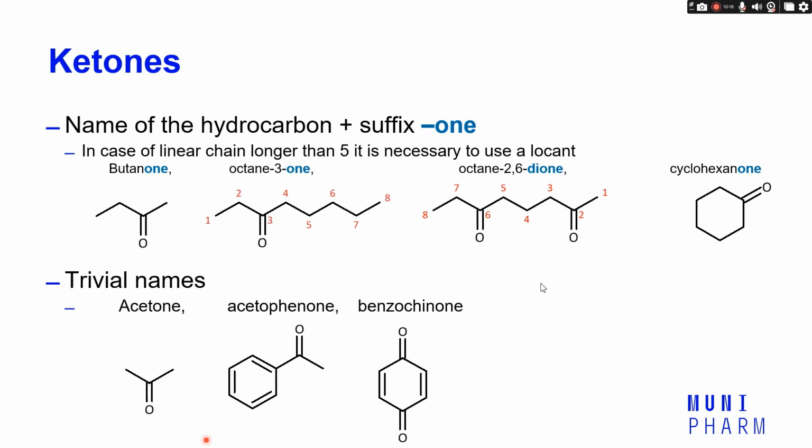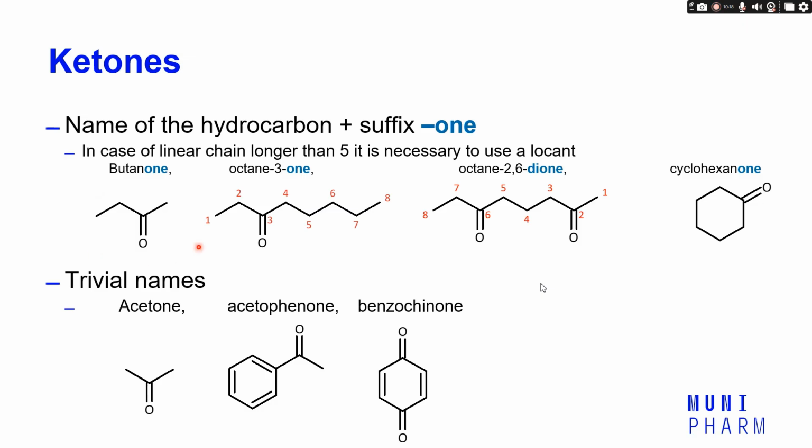The next group, which is very similar to aldehydes, are ketones. In fact, the functional group is the same. Important is that it cannot be on the first carbon on the chain because in this case, it is aldehyde. For the nomenclature, we use the name of the hydrocarbon and suffix one. In case of linear chains, which are long, 5 or more carbons, it's necessary to use a number, the locant. It can be shown on some examples.